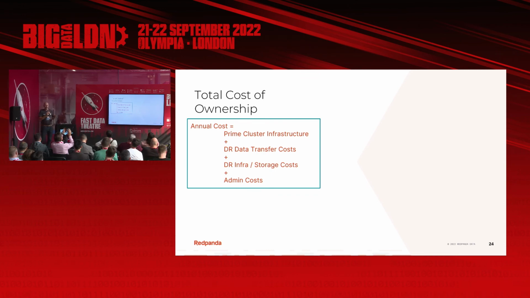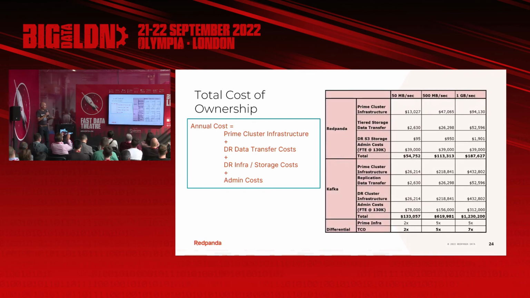So coming back to our pricing, we're looking at total cost of ownership. So four things we need to think about. First is the prime cluster cost. We've looked at that already. We need to look at whether we're using a DR site, and any data transfer costs. Never underestimate data transfer. We need to look at disaster recovery infrastructure, and we need to look at administration.